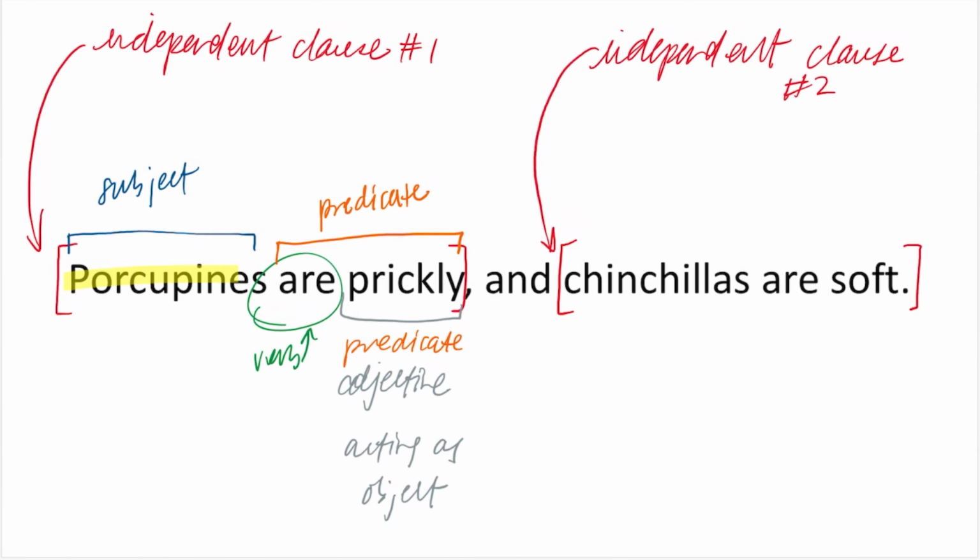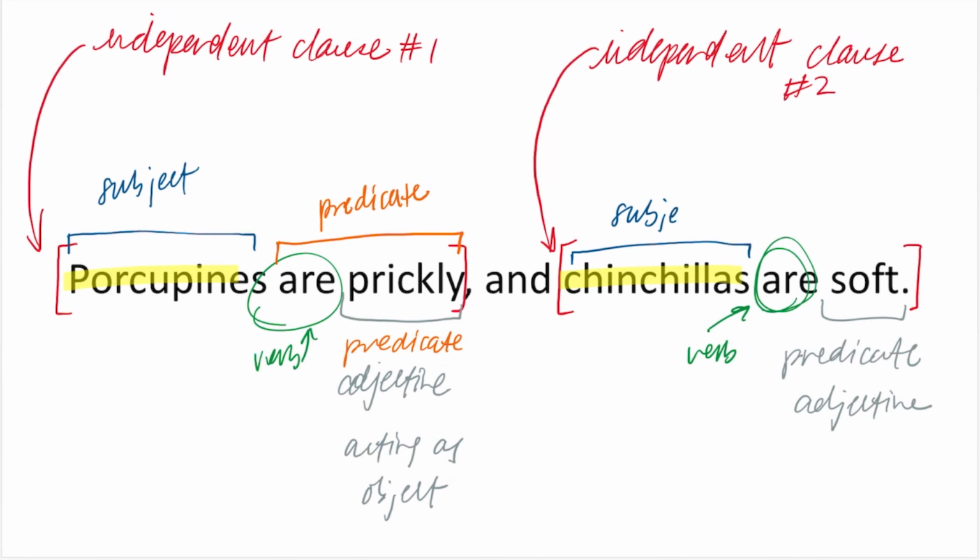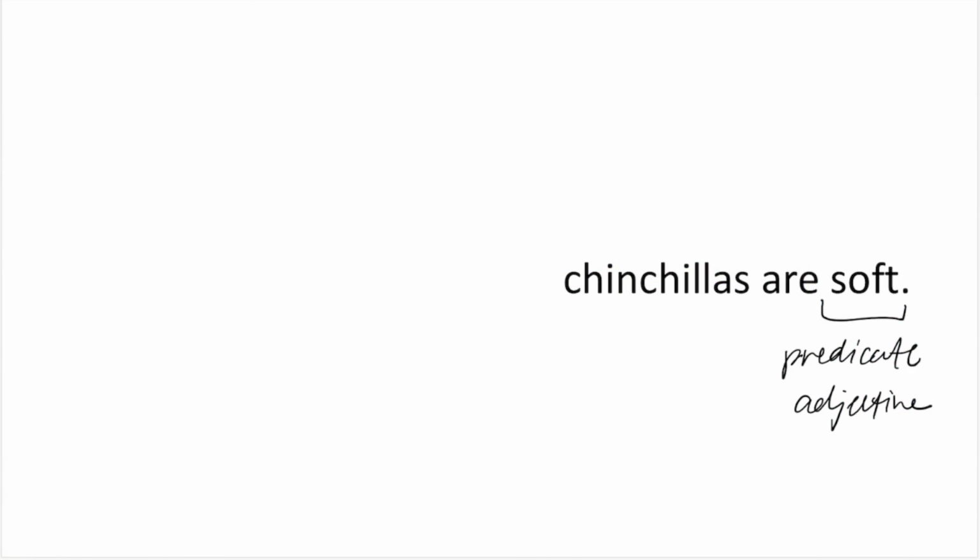Our second clause has another one of these predicate adjectives. There's one noun in our second clause. That noun is chinchillas. On the other side of the verb is another predicate adjective. Again, our verb is are, chinchillas, the noun, is our subject, and then the rest of the clause is our predicate, so are soft. Now, more on these predicate adjectives. If we take the second clause, we have chinchillas are soft. Again, soft is the predicate adjective here.